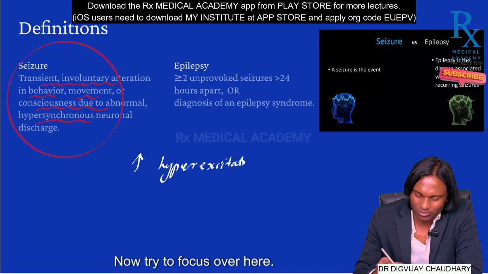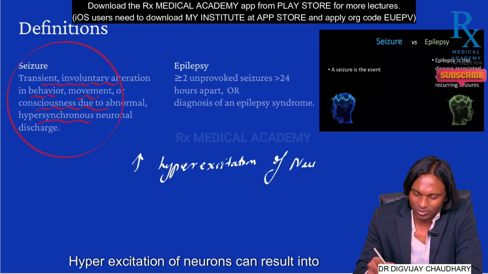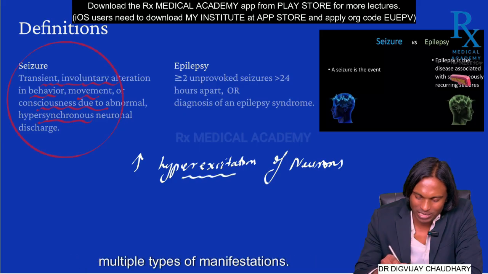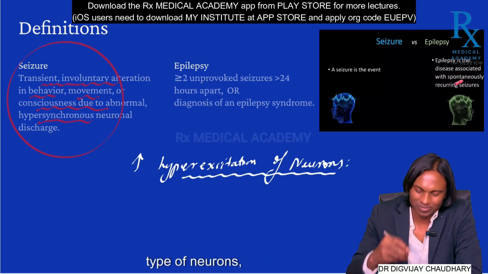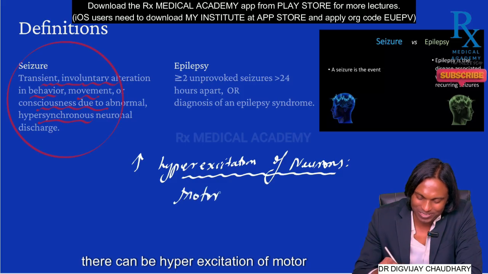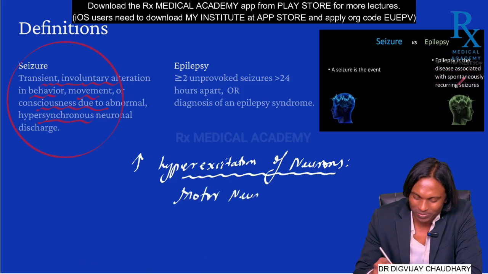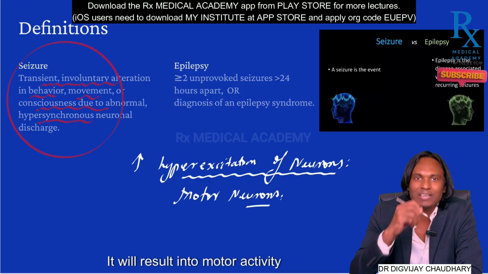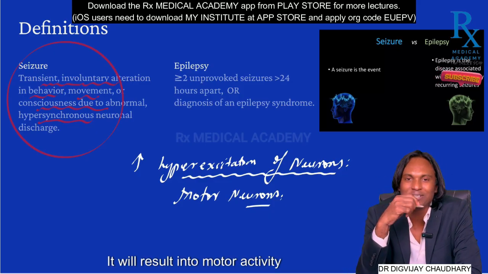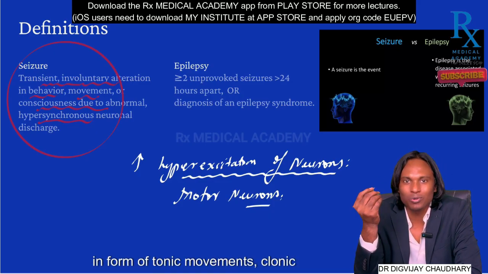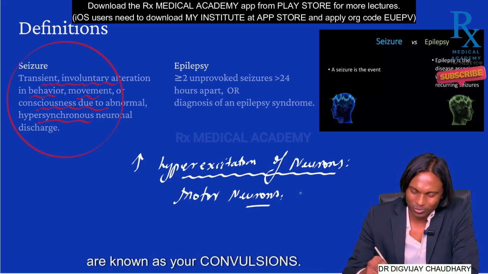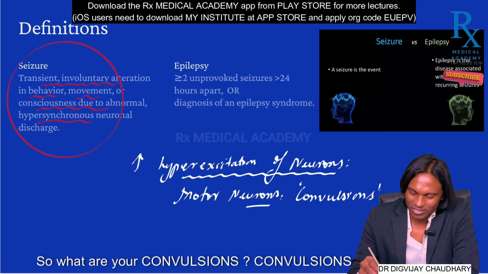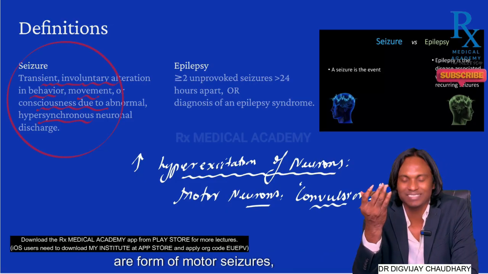Now try to focus over here. Hyperexcitation of neurons can result in multiple types of manifestations depending on the type of neurons. There can be hyperexcitation of the motor group of neurons. So what is going to happen? It will result in motor activity in the form of tonic movements, clonic movements, tonic-clonic movements, atonic movements, and these are known as convulsions. So what are convulsions? Convulsions are a form of motor seizures.